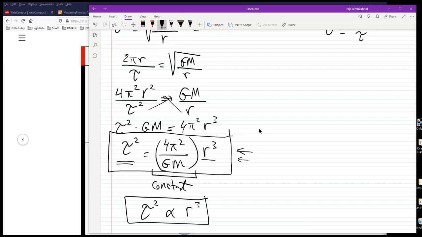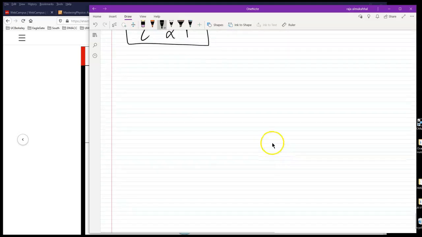And the last topic before we start doing problems is what is known as the geosynchronous orbit or geosynchronous motion.